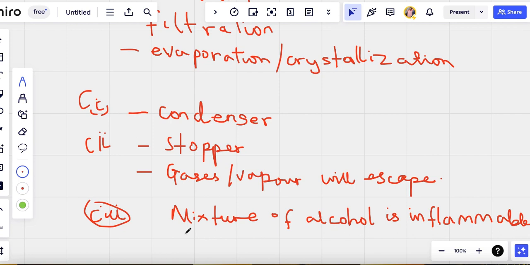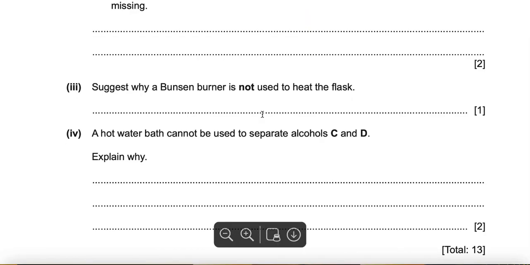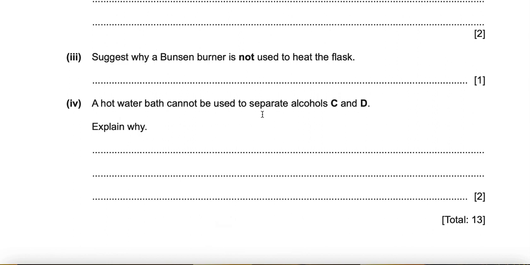We move on to Roman figure 4. C has a lot of questions. Let's see what the question says for Roman figure 4. A hot water bath cannot be used to separate alcohol C and alcohol D. Explain why.